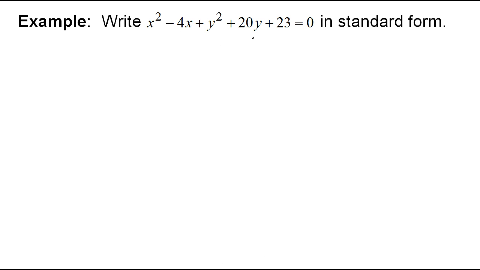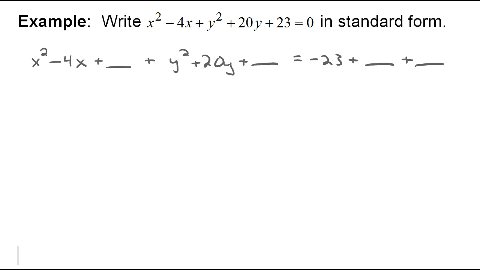Okay, when I look at this equation, it's not in standard form, so in order to do that, I'm going to need to complete the square twice. I'm going to group the x terms together, the y terms together, and get the 23 on the other side. Okay, so notice I put my x terms together, my y terms together, and I also put a plus blank and a plus blank. Okay, let's fill those in.